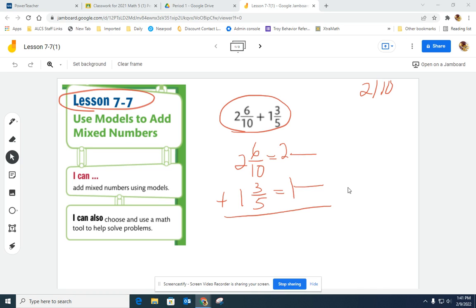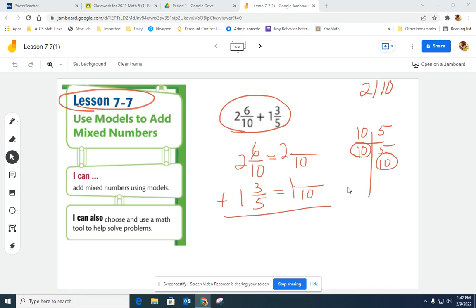Can 5 go into 10? So I start here. Can 5 go into 10? Yes, 5 can go into 10. So that means 10 is my common denominator. And if I didn't know that, I would go off to the side and make a t-chart. I would put 10 on one side and 5 on the other. 10 times 1 is 10. 5 times 1 is 5. 5 times 2 is 10. There is my common denominator.